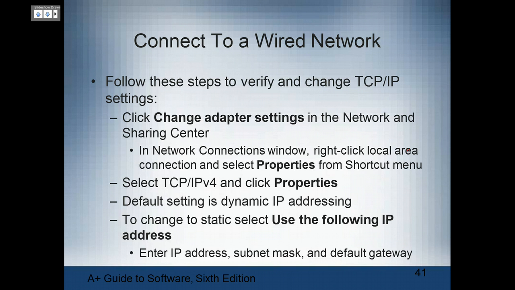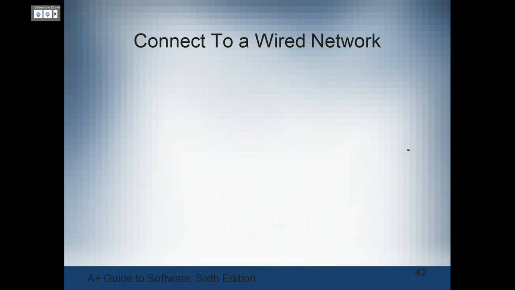Windows diagnostics. Change adapter settings. They're going to have activities for you to look at. And you guys mostly have already done this anyway, but right-click on it. We can change the properties of it. Select the following IP address.